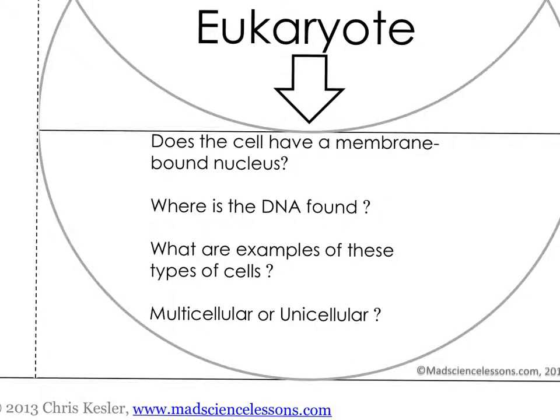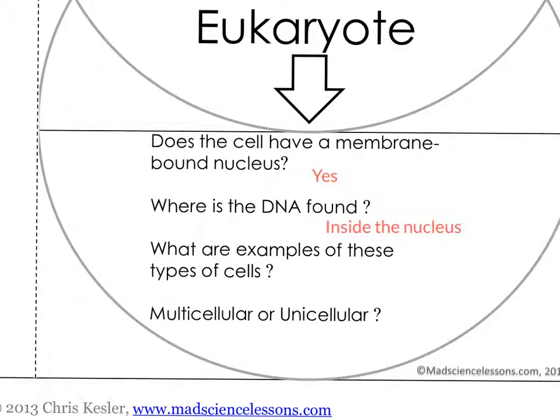Now for eukaryotic cells, very similar questions. Again, this is just an attempt to differentiate between prokaryotic and eukaryotic cells. Starting with, does the cell have a membrane-bound nucleus? The answer to that one is yes. It does have a membrane-bound nucleus. Where is the DNA found? Well, the DNA is found inside the nucleus. This is compared to a prokaryotic cell, where the DNA is found floating wherever it wants, but in a eukaryotic cell, the DNA is found within the nucleus. So it's actually stored inside of there, like a container.